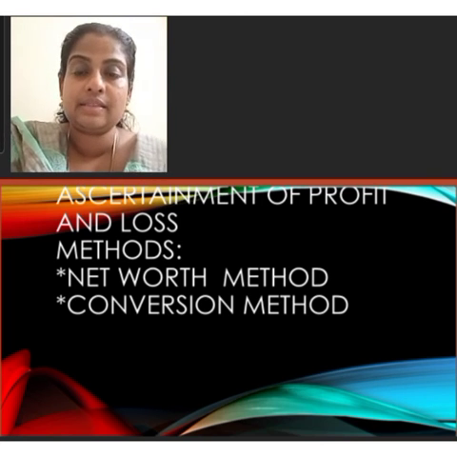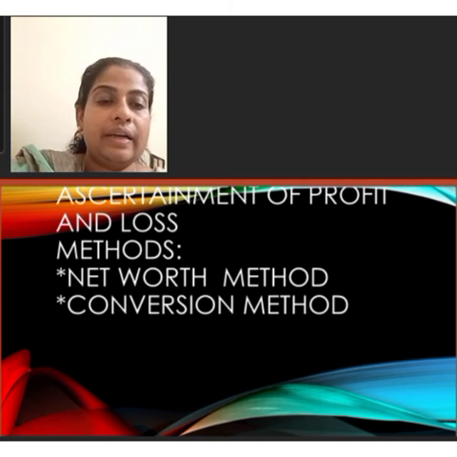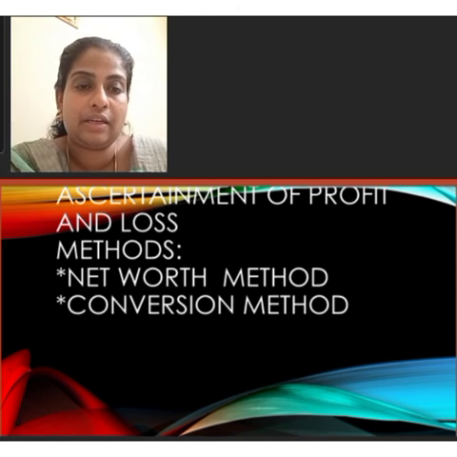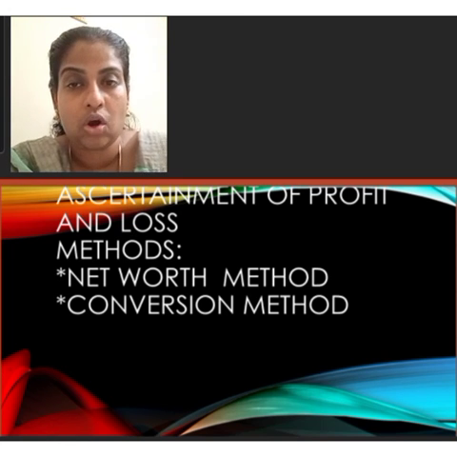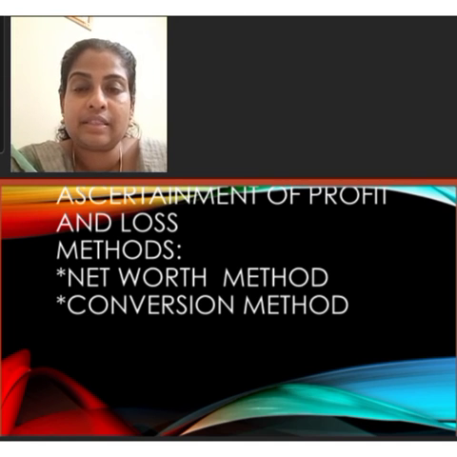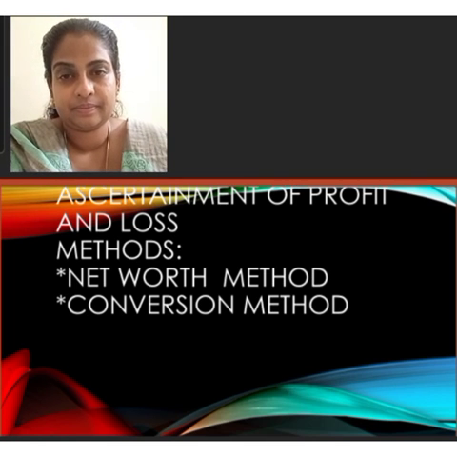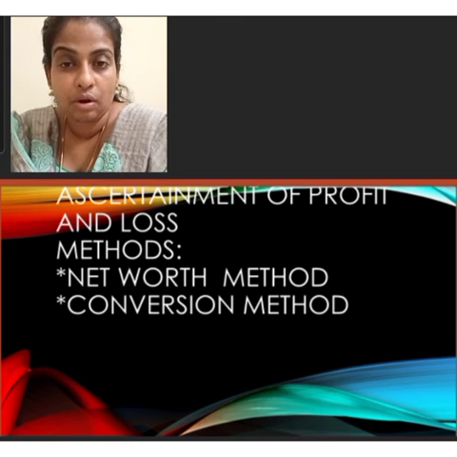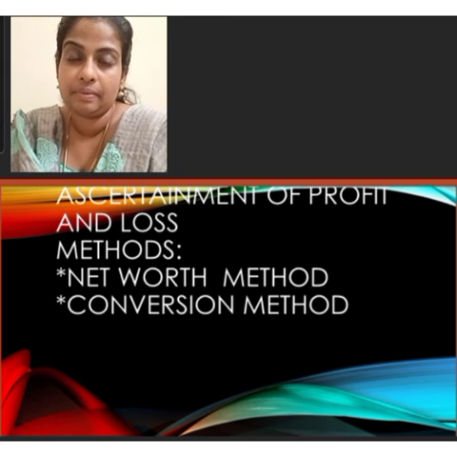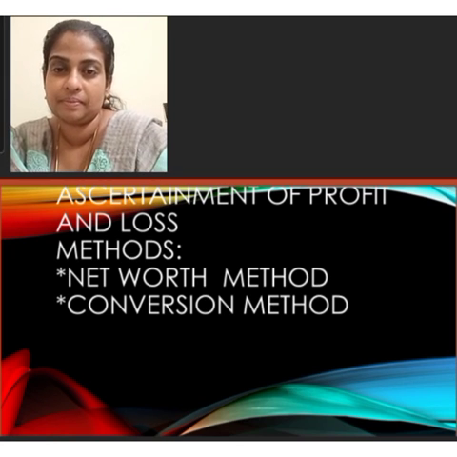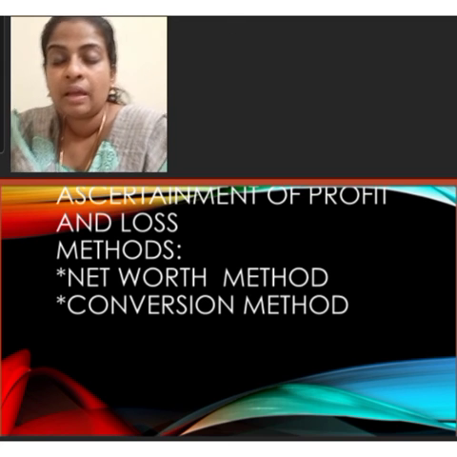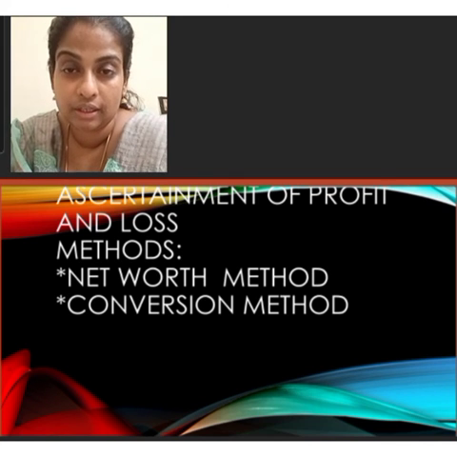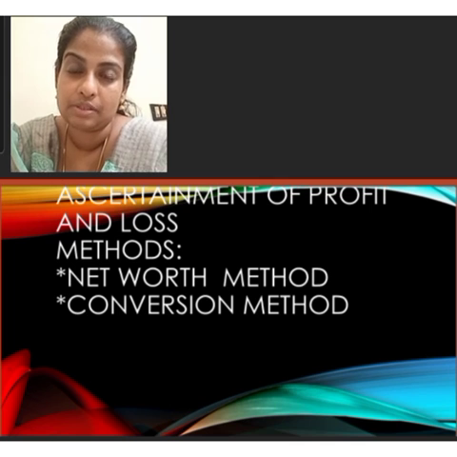The second method is the conversion method. Under the conversion method, the accountant prepares the trading and profit and loss account and balance sheet by putting the accounting records in proper order. This method is known as the conversion method. As we know, the objective of preparing the trading and profit and loss account is to know the profitability of the concern. That means whether the company has earned profit or loss. The objective of preparing the balance sheet is to know the financial position of the company. What is the current financial position of the company? What are the important assets and liabilities of the company?